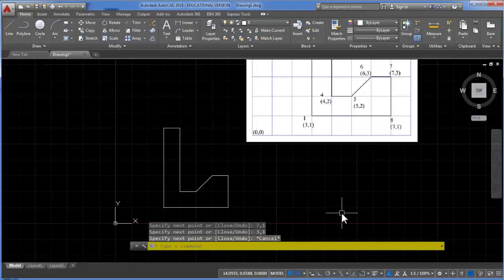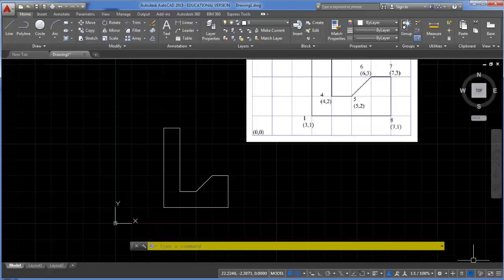Pretty simple way to draw, but obviously we typically draw more complex objects, so it won't always be the ideal way to draw lines. For that reason, there are a couple of other different coordinate methods that you can use to draw basic lines in AutoCAD. The first one that I want to talk about is relative coordinates.